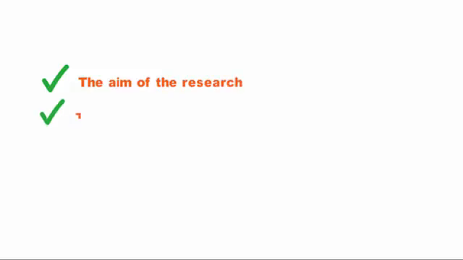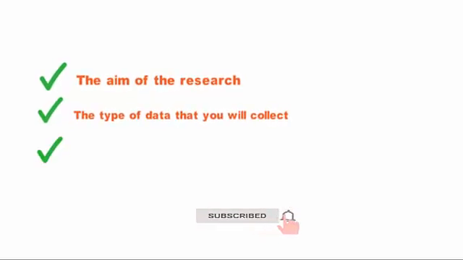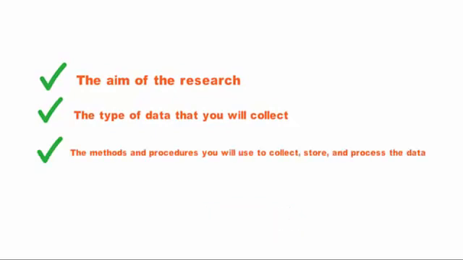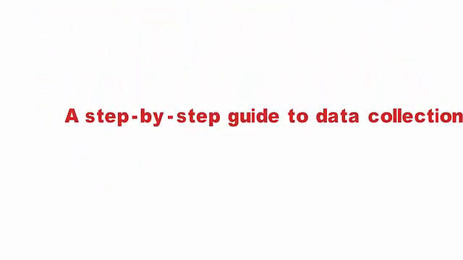Before you begin collecting data, you need to consider the aim of the research, the type of data that you will collect, the methods and procedures you will use to collect, store, and process the data. Now going to our main topic: how to collect data for research paper. Step 1. Define the aim of your research.